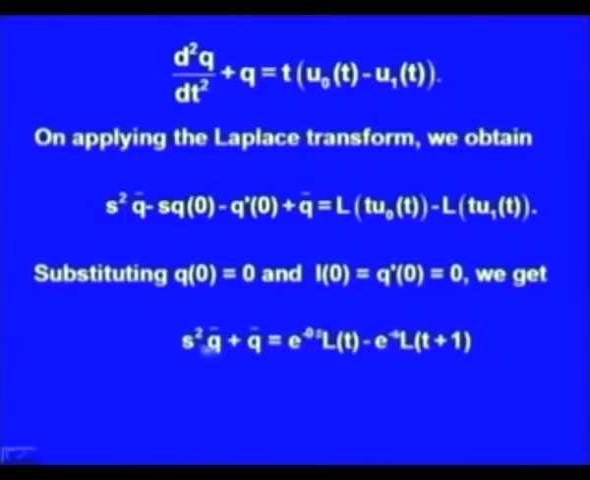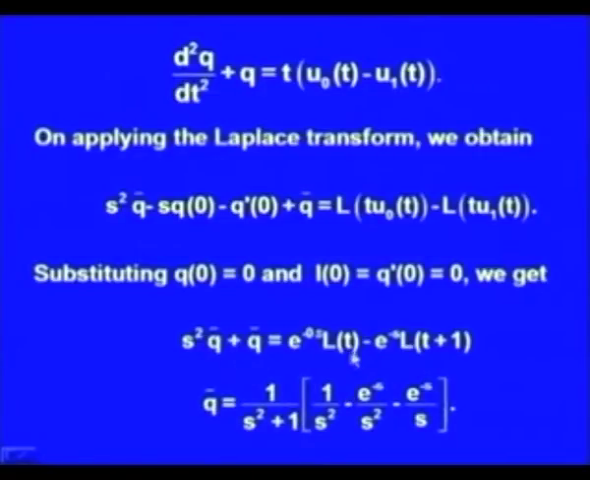We will have s square q bar plus q bar equal to, now Laplace transform of t into u0(t) is equal to e to the power minus 0s into Laplace transform of t, because we know that Laplace transform of f(t) into u_a(t) is e to the power minus as into Laplace transform of f(t plus a). Here a is equal to 0. So, we get e to the power minus 0s into Laplace transform of t plus 0, that is t, and then Laplace transform of t into u1(t) similarly will be e to the power minus s into Laplace transform of t plus 1, because here a is equal to 1.